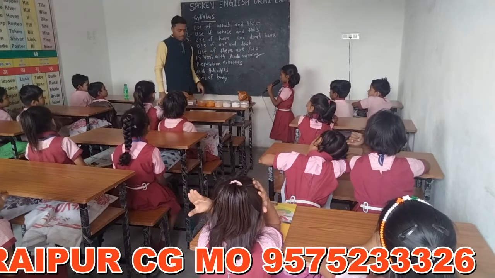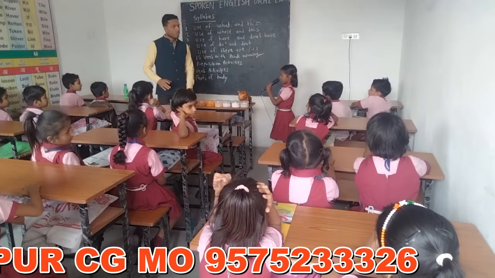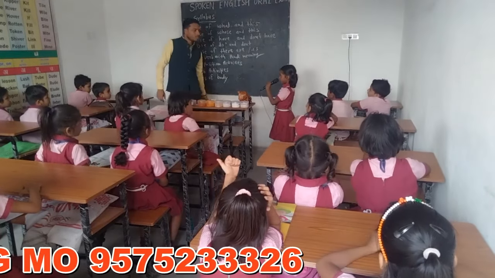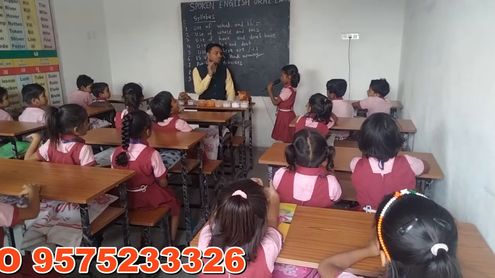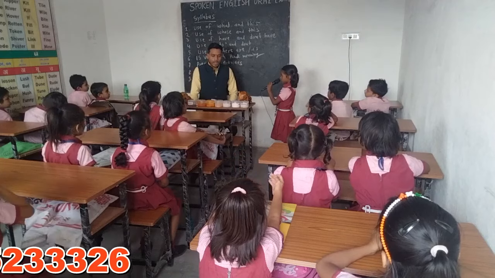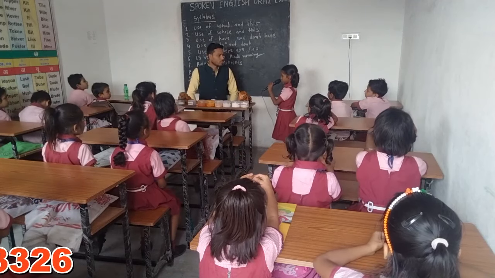And use of there. How many dogs here? There is one dog. And how many teachers in your school? There are 7 teachers in my school. Very good. And how many rooms in your school? There are 10 rooms in my school. Very good. And do you go to school daily? I go to school daily.